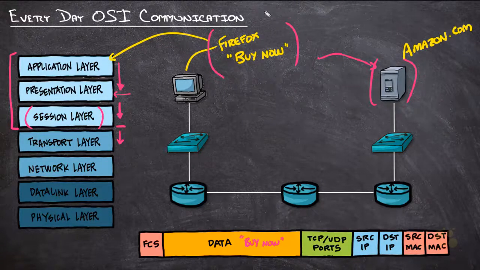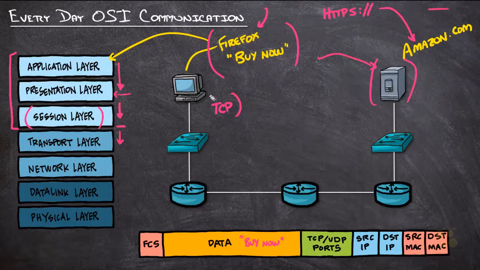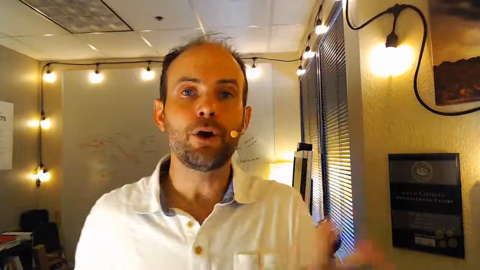The application, which happens to be Firefox in this case, dictates that TCP is going to be used for that communication. How do I know that? Because I know that we're using HTTPS right now to communicate with the Amazon web server. Fill in the Amazon.com URL in front of that, which is a TCP-based application. As a matter of fact, it has a well-known port number.